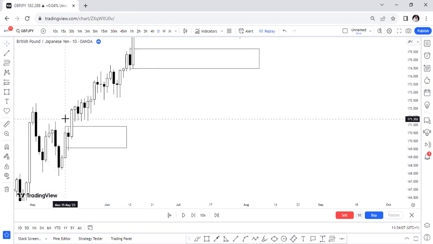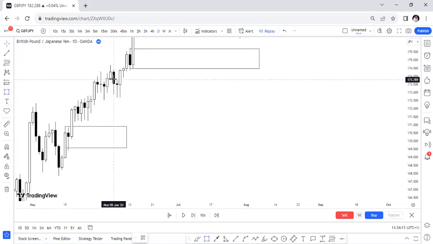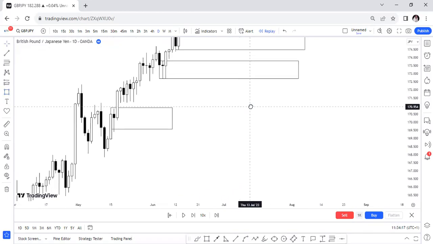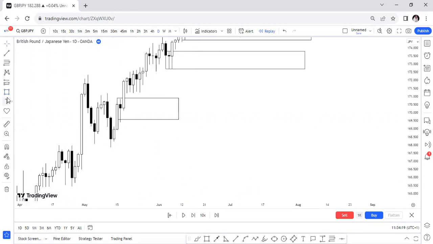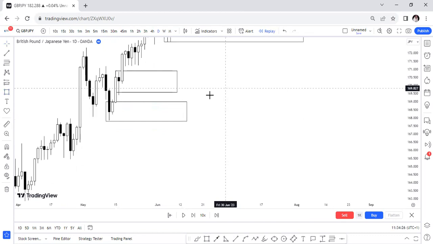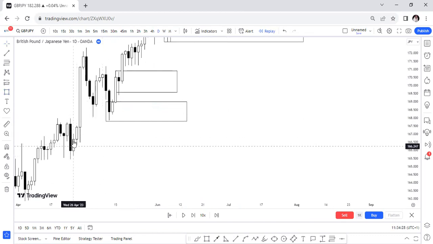This is a rally-base-rally, as you would call it in supply and demand. So this is an engulfing zone. You can see the way I'm marking out my engulfing zone. This is an engulfing zone. This is the daily chart. Engulfing zone. This is an engulfing zone.